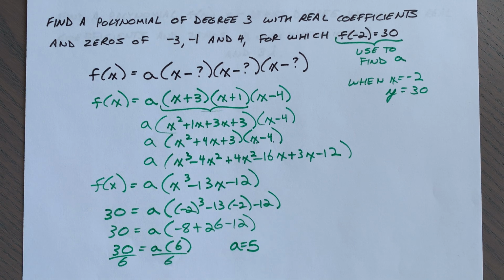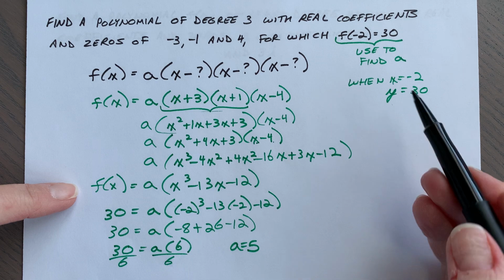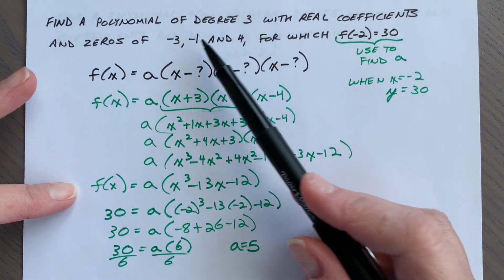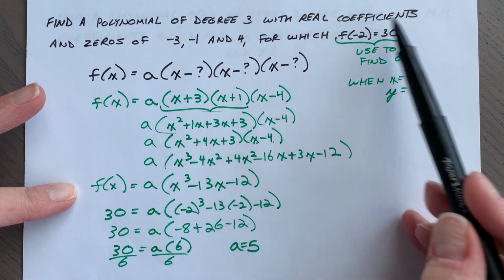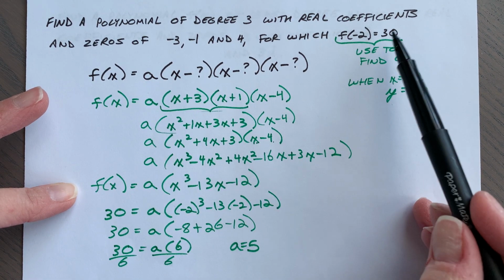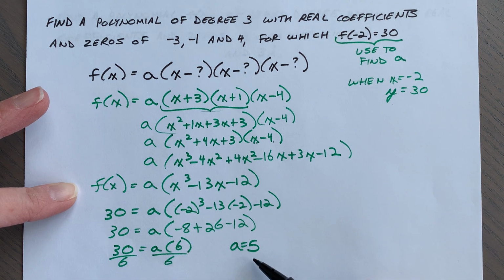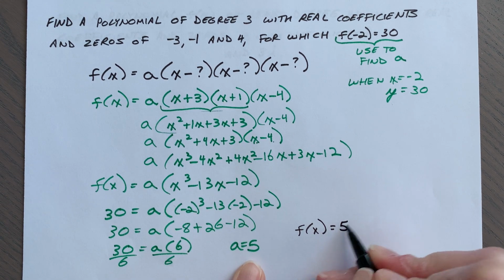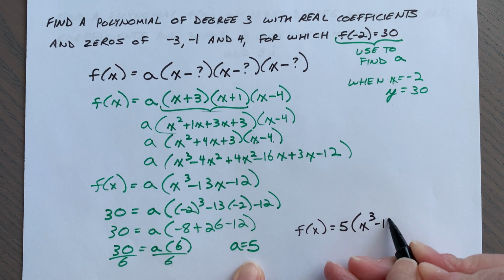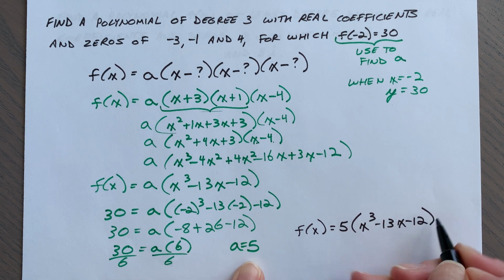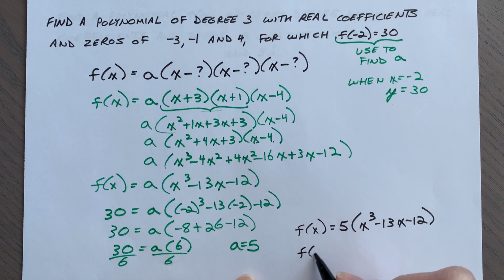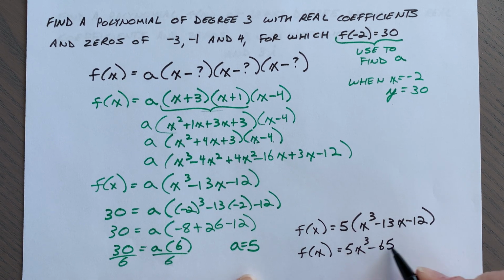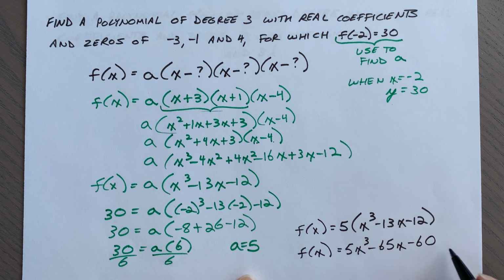So we have put all of our puzzle pieces together here. Now we are trying to find the polynomial, degree 3, yep, we have degree 3, with these zeros that fits this requirement. So this led us to the fact that a is 5. So here's our polynomial. Our polynomial f of x equals 5 times x cubed minus 13x minus 12. If we're asked to simplify this, then we'll do the distribution: 5x cubed minus 65x minus 60.